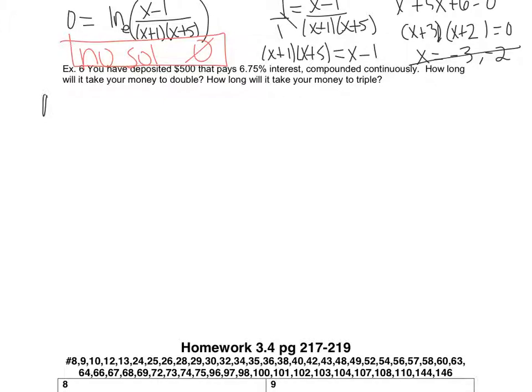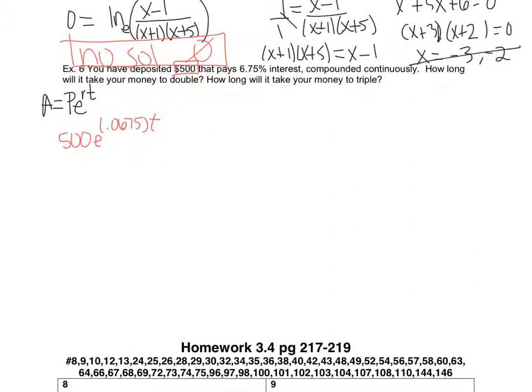And remember the formula, A equals P e to the r times t. Okay, so now we have deposited $500, so that is your principal amount. $500 is going to be what goes in for P. And then our rate is 6.75%, so we've got 0.0675. And t is going to be what we're looking for. We want to know how long. So we're wanting to know the time frame.